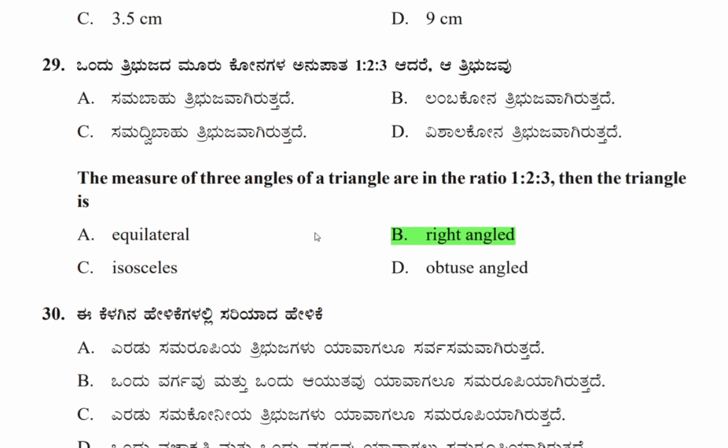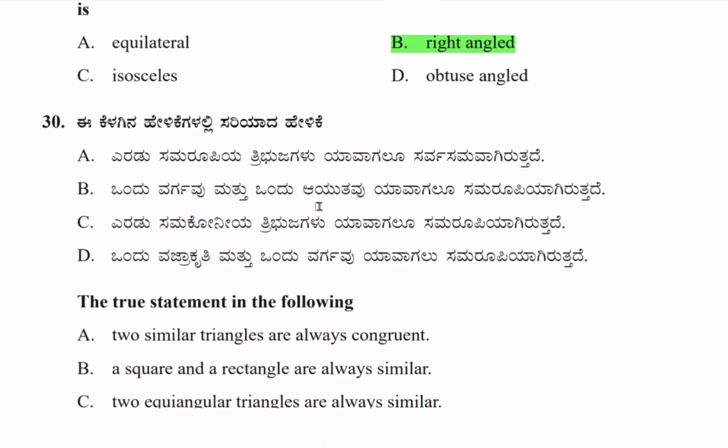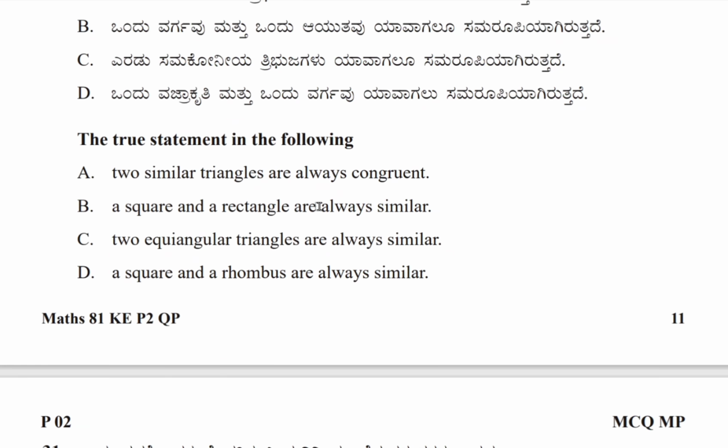Now, moving to question number 30. The true statement in the following is. Read out all the options and find out which statement is true. Two similar triangles are always congruent, wrong. A square and rectangle are similar, wrong. Then option C, two equiangular triangles are always similar, correct. Option D is also incorrect. Therefore, the correct answer is two equiangular triangles are always similar.